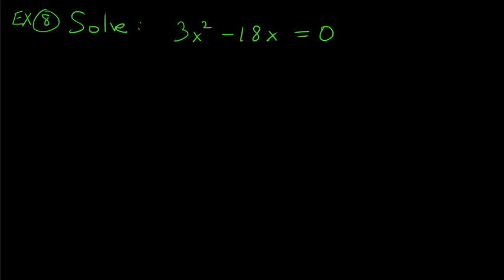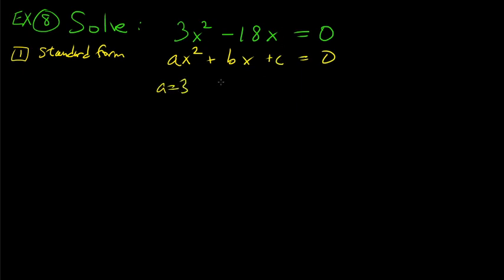Okay, so here's an example of that. 3x squared minus 18x equals 0. Like I mentioned, there's other ways of solving this, but the way we've been doing it by factoring is probably best. So first of all, is this in standard form? Well, it does equal 0, and a is 3, b is negative 18, but there is no constant. There's no number here on the left. So c is 0. A is 3, b is negative 18, and c is 0. So it is in standard form.